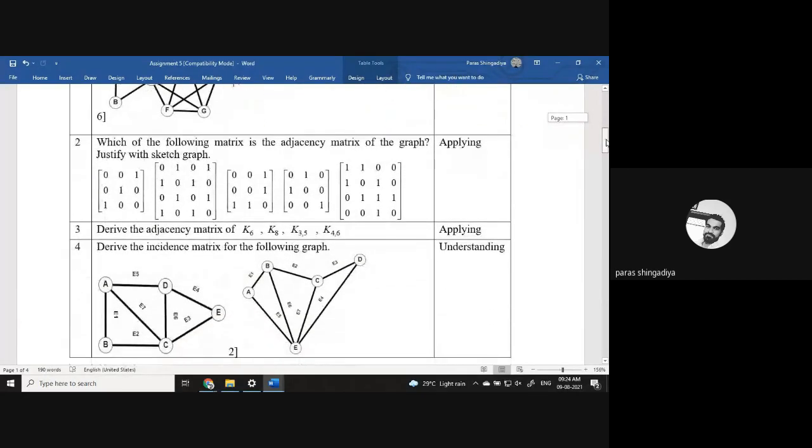And now let's start question number 2. Is it okay? Or is there any confusion? Okay, let's start the next question. In question number 2, you have to draw the graph by using the adjacency matrix. So which of the following matrices is the adjacency matrix of the graph, and justify with this case.